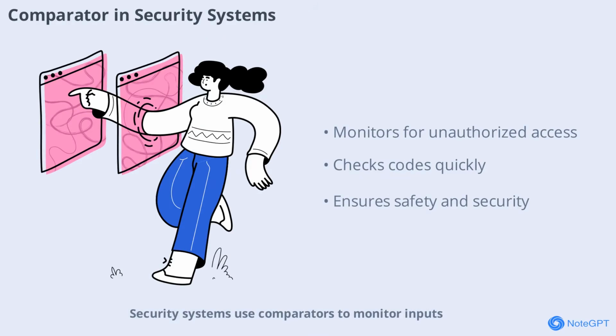Security systems use comparators to monitor inputs and detect unauthorized access or abnormal conditions. For example, a comparator can check if a code matches a stored value, granting or denying access. This quick comparison is vital for maintaining safety and security in digital environments.